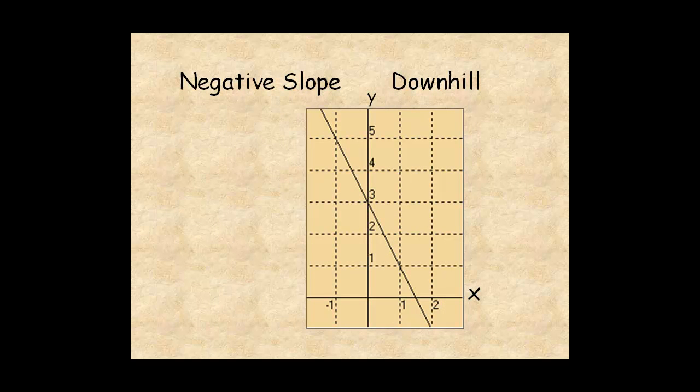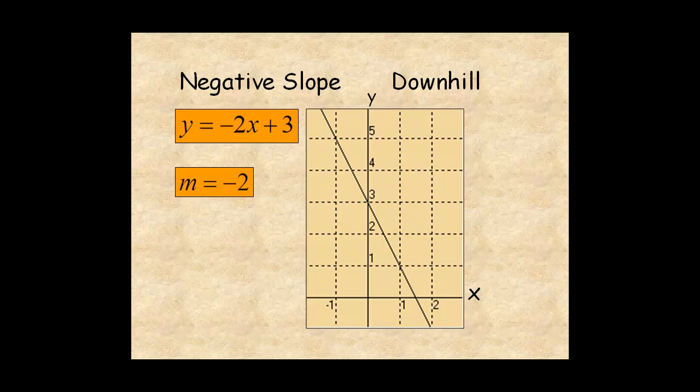For equations with negative slope, the graphs go downhill to the right. For this example, the slope is -2 and the y-intercept is 3. The line begins at 3 on the y-axis and goes down 2 and over 1 to the next point.